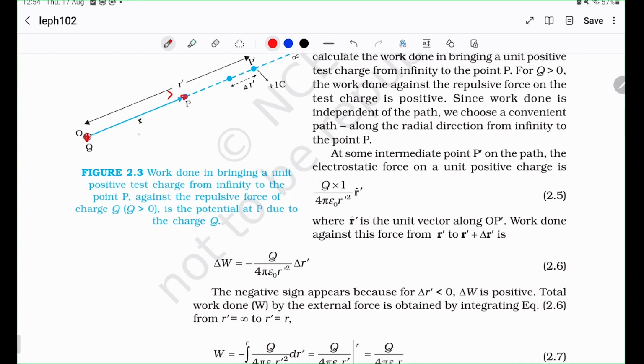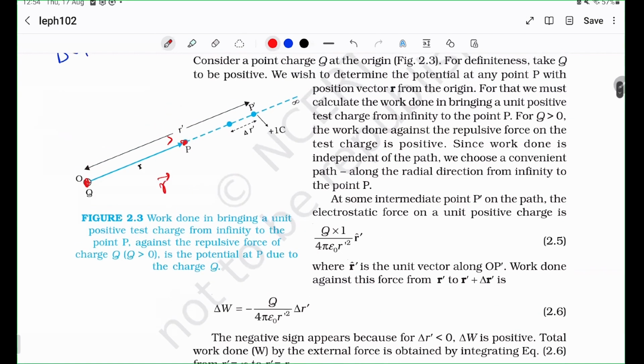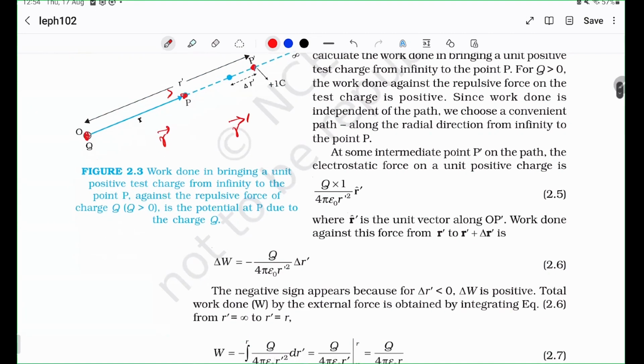So for this case, let's just assume that the source charge is at the origin. The test charge is at a vector r away from the origin. So let us say that after a while the charge comes to P prime. So let us say that's at a vector r prime.